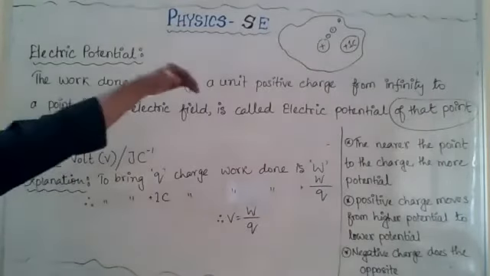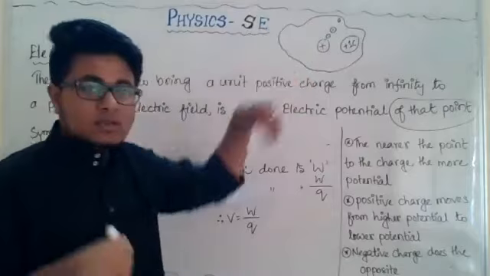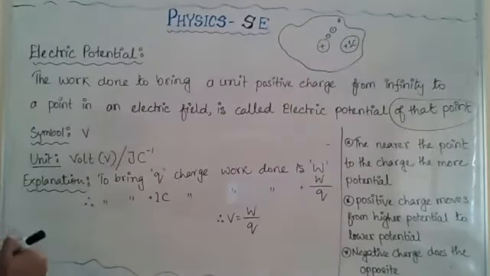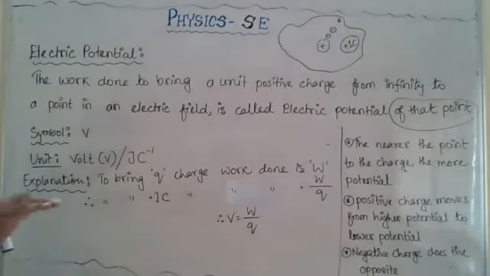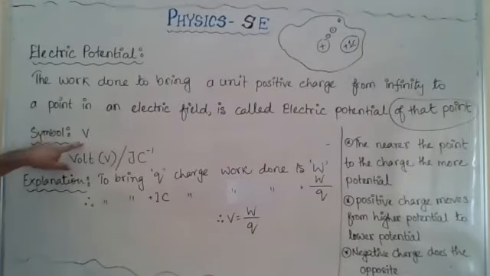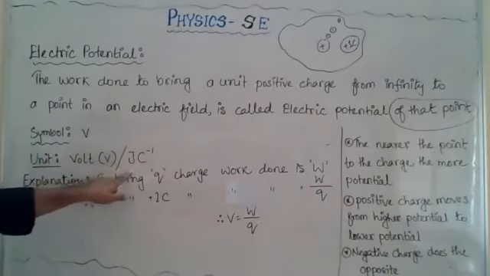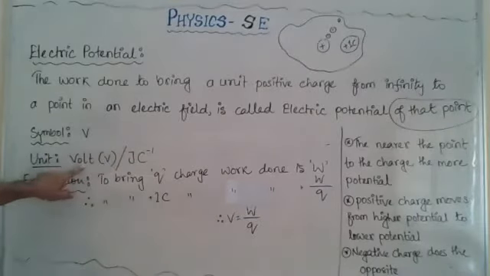If I change the point, I bring it closer, the potential is higher, it is changing, right? And if I take the point further, then what will happen? The potential will decrease. Okay, now the symbol we use to express electric potential is V, and the unit of electric potential is volt. This I will explain a little bit later. Okay, for now you know that volt.